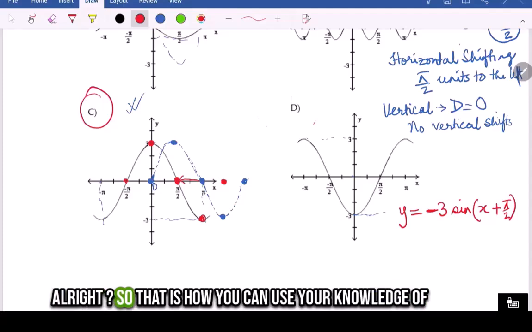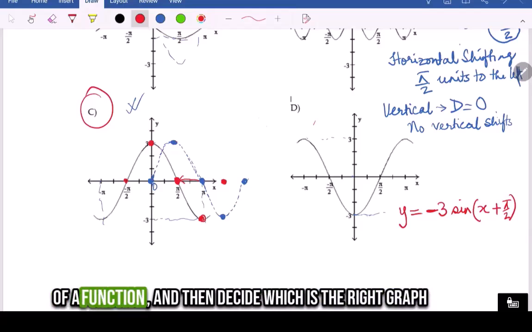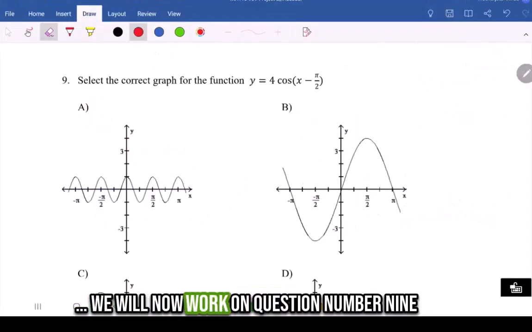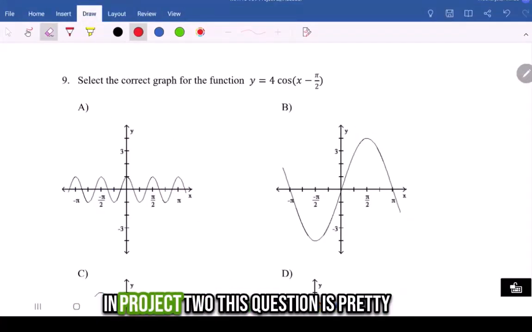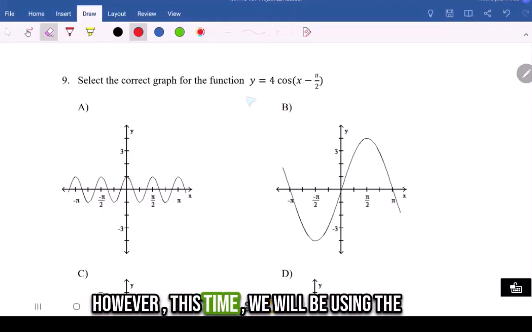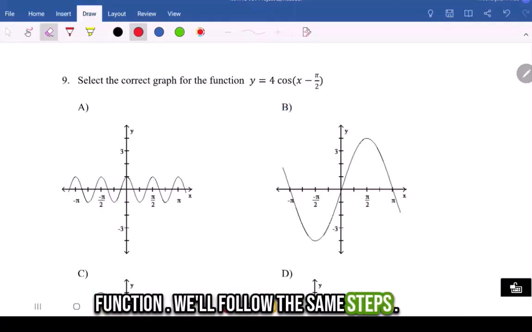All right? So that is how you can use your knowledge of graphing all the different features of the variations of a function and then decide which is the right graph for it. All right? We will now work on question number 9 in project 2. This question is pretty similar to what we worked in project 8. However, this time we will be using the cosine function instead of the sine function. We'll follow the same steps.